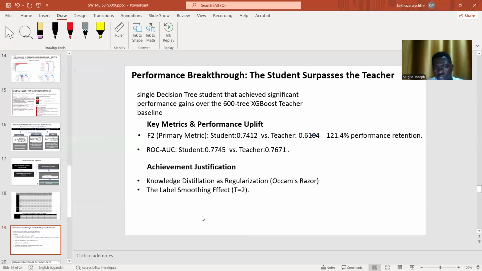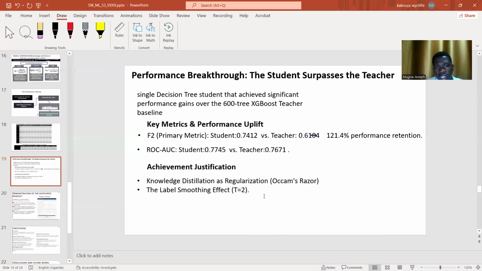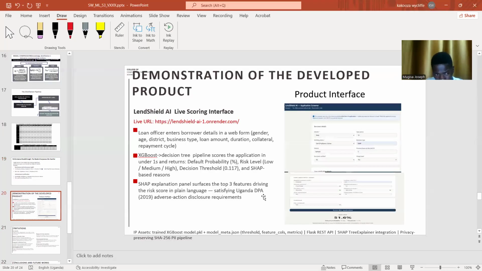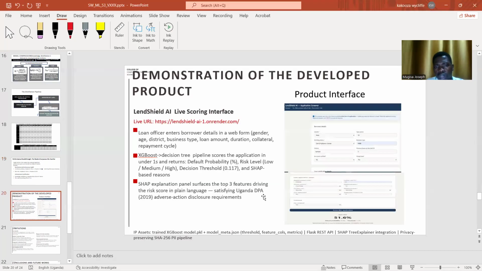And then we have the label smoothing effect, whereby we reveal the hidden relationship between the features to this student model, and therefore the model is able to learn through a smooth curve, and hence achieving a high score. So label smoothing removes those kinds of noise, and that's how our high score comes in.